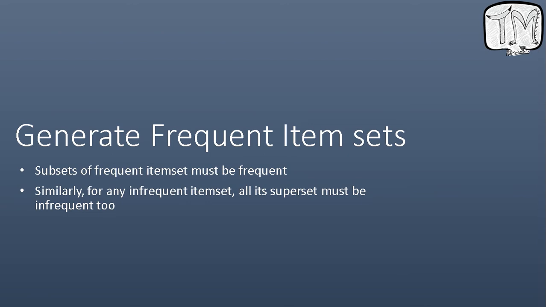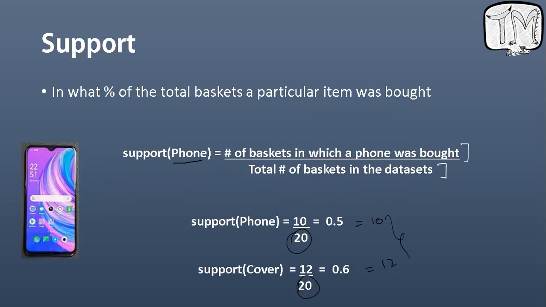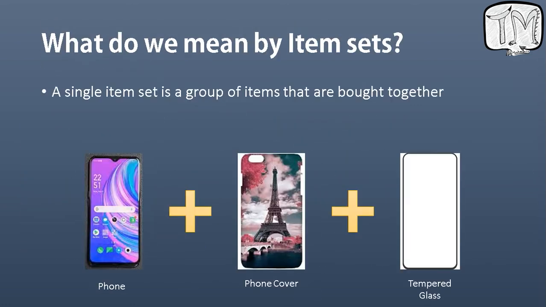We have already covered what we mean by frequent item sets. These are the two properties which are the crucial part of the Apriori algorithm. First, subsets of frequent item sets must be frequent. For example, as we saw here, we have a frequent item set containing phone, cover and tempered glass.